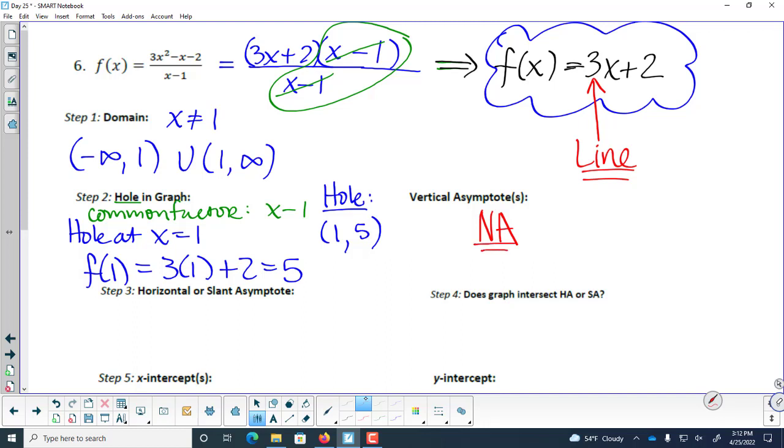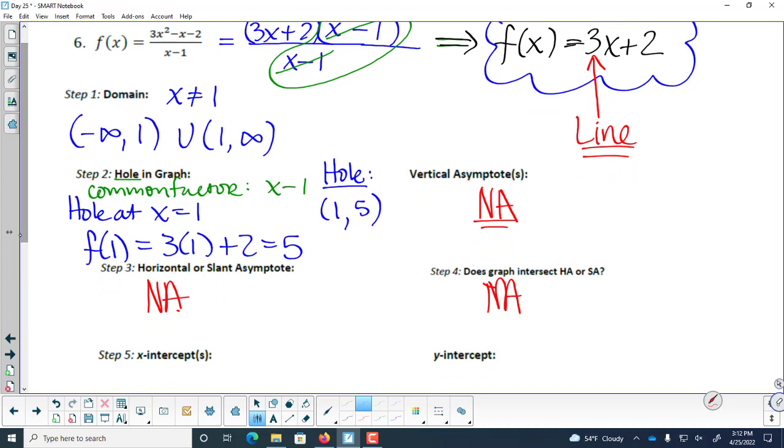Okay? Is there going to be a horizontal or slant asymptote on this thing? No, because there is no denominator. It's a line. So NA. Is it going to cross? NA. There isn't one, so it's never going to cross. Oh, but a line has an x-intercept and a y-intercept, though. I can find those. Okay?